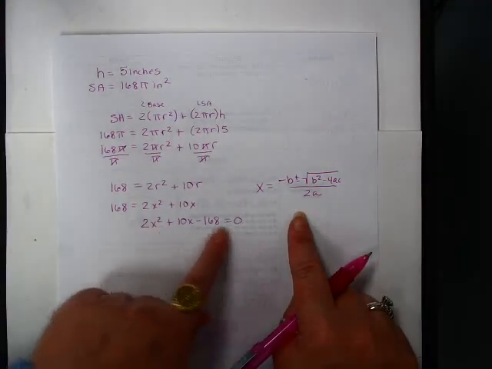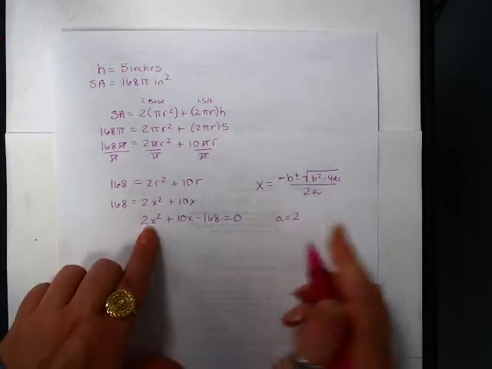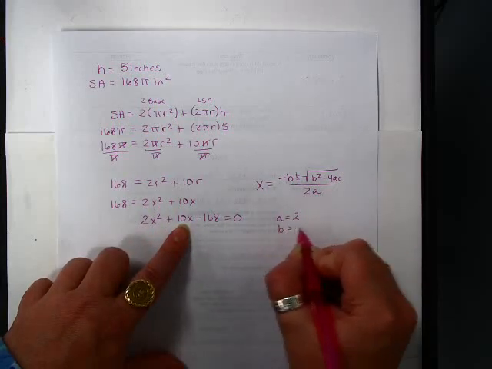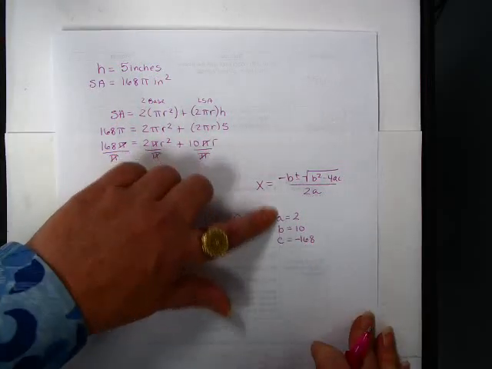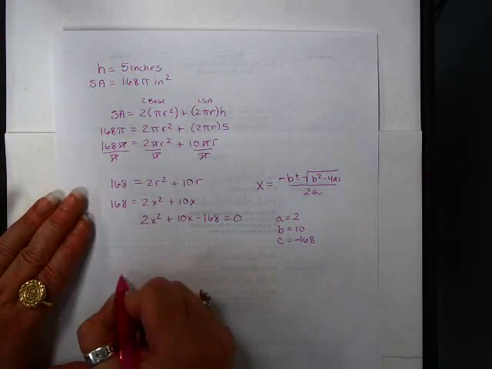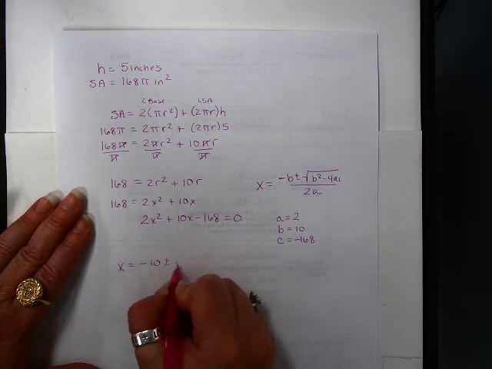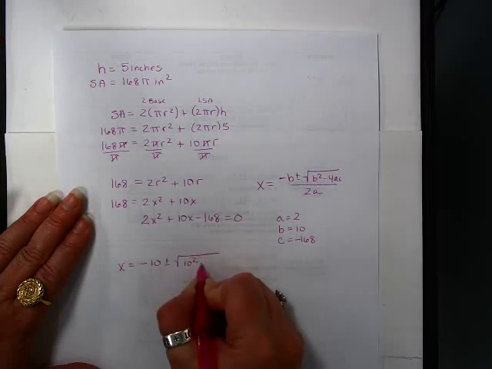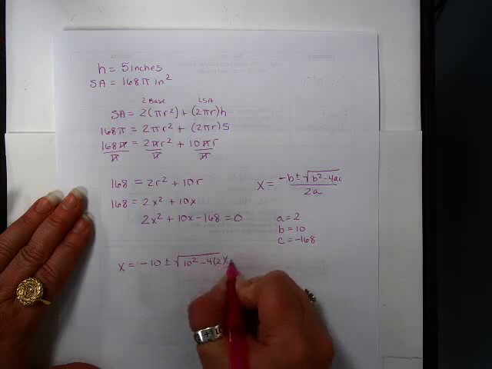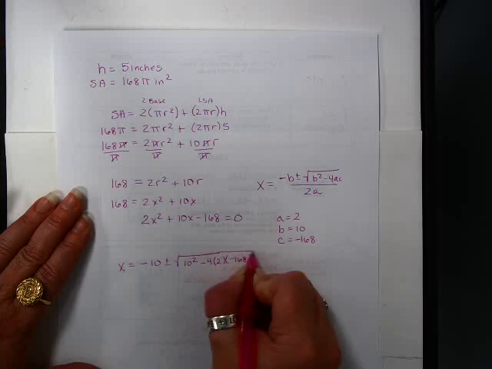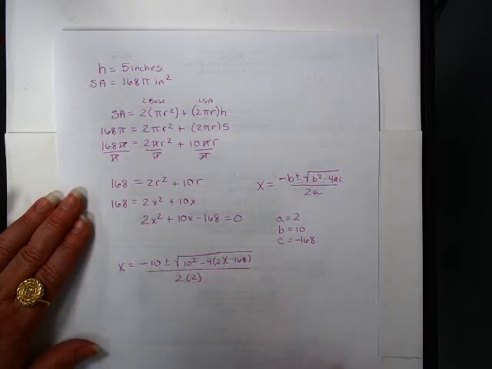So here, if you look at this quadratic, you know that your a is 2, because that's the coefficient. B is 10, and C is negative 168. So plug this information into this equation. So that's going to be x equals negative b, that's negative 10, plus or minus the square root of 10 squared minus 4 times a times c, all over 2 times a, which is 2.